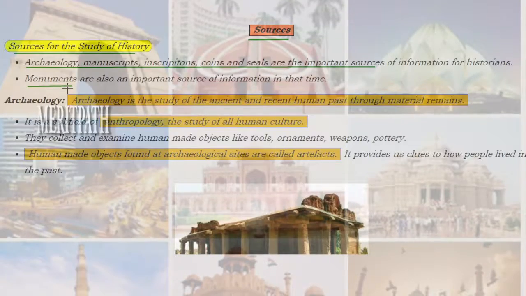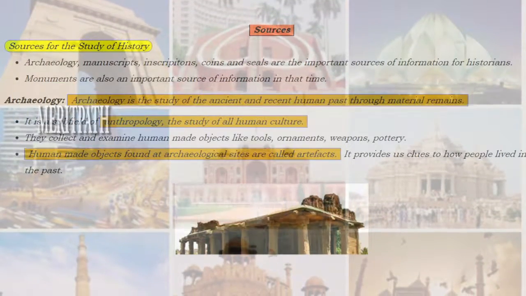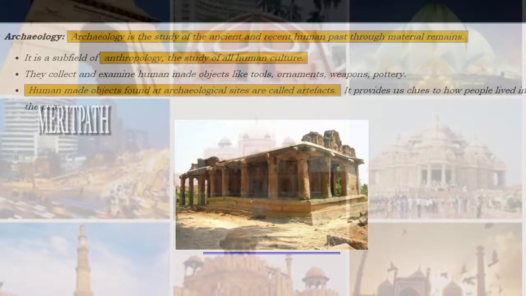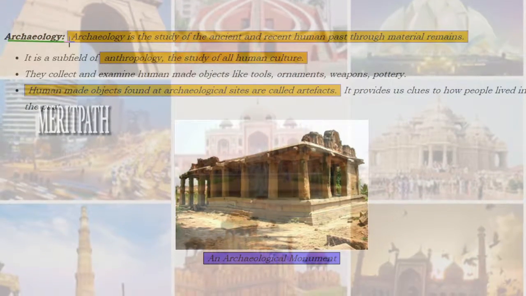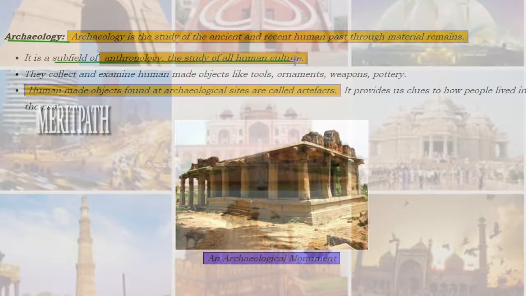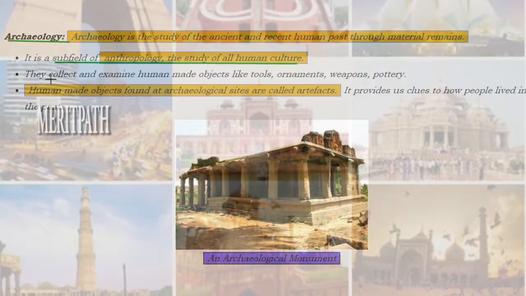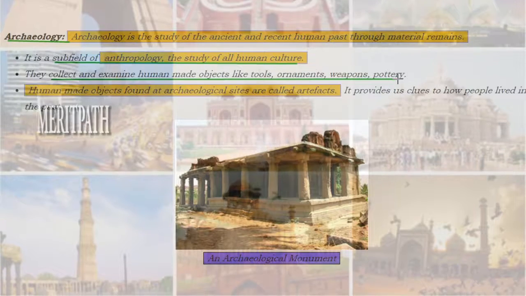Next, let's see about the sources for the study of history. What are sources of information? They are archaeology, manuscripts, inscriptions, coins, seals as well as monuments. So these are all sources of information. So let's see in detail about these things.